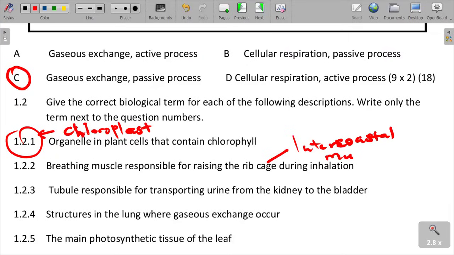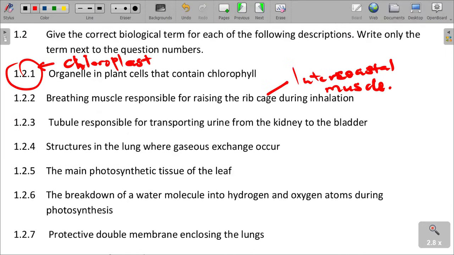Intercostal muscle. And then the structure, the tube responsible for transporting urine from the kidney to the bladder. It is actually the tube that carries urine from the kidney to the bladder. It is the ureter. It is the ureter that is responsible for that.